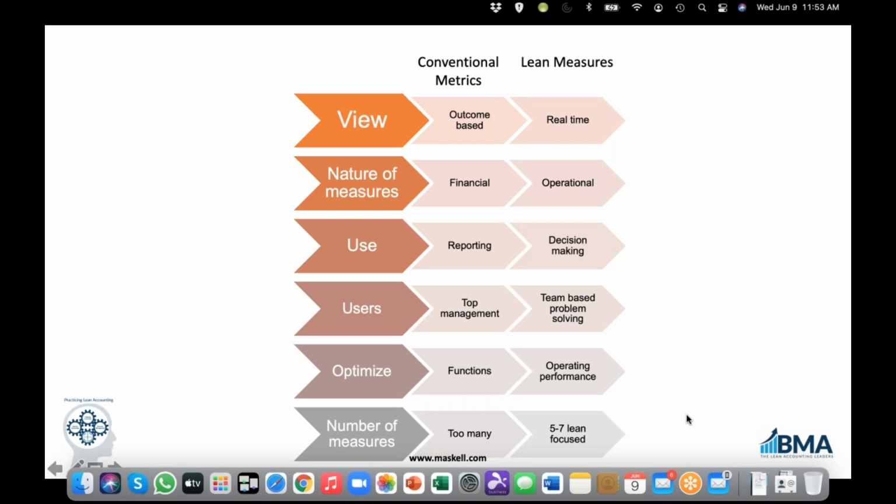And the use of those is, in addition to the importance of reporting, we're asking how are we using this? Can we make a decision? Can we make an improvement? Is this the right measure to inform that? And are the users of the measures the folks who are actually doing the work that we're measuring? Is it informing team-based problem solving? And is it allowing us to improve operating performance?